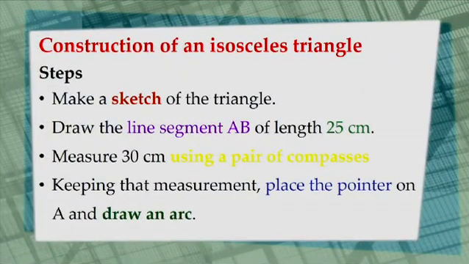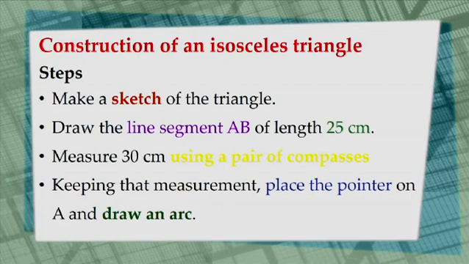Now let's see the steps for the construction of an isosceles triangle. Always start with a sketch. So make a sketch of the triangle. You will draw the line segment AB of length 25 centimeters. Now, this line segment, that's because in our example, it was AB of length 25 centimeters. But in your exercises, it will all depend on what is given to you.